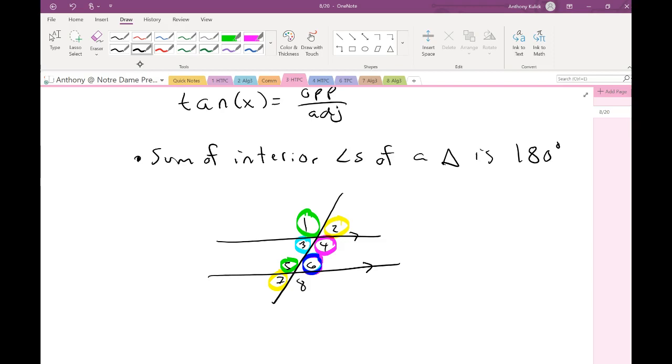But it's not directly related to what we're going to kind of start with in trigonometry.